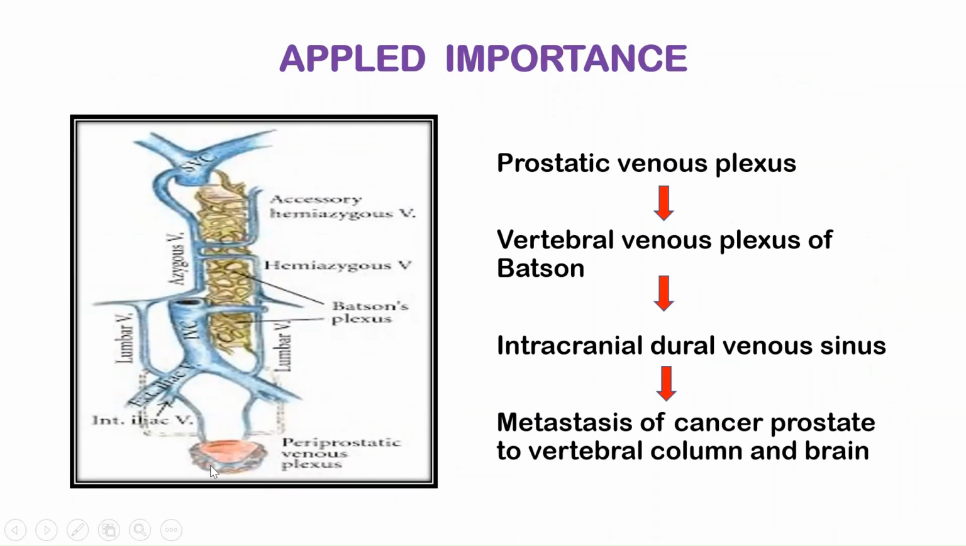The venous blood from the prostate gland through the prostatic venous plexus drains into the vertebral venous plexus, which also has communication with the intracranial dural venous sinus. Thus, metastasis of the cancer cells from the prostate gland can spread to the vertebral column and the brain.